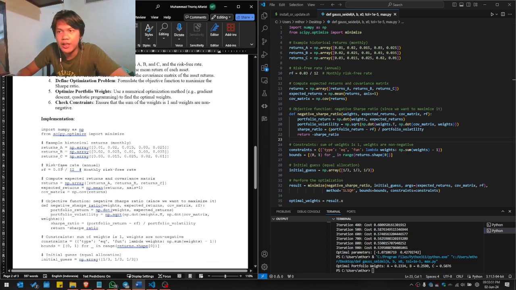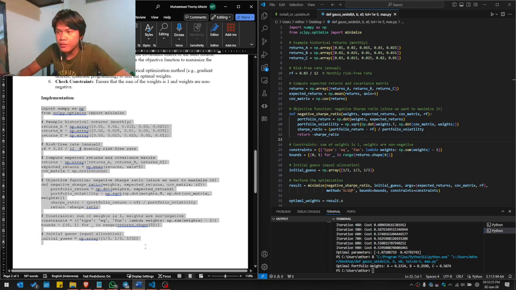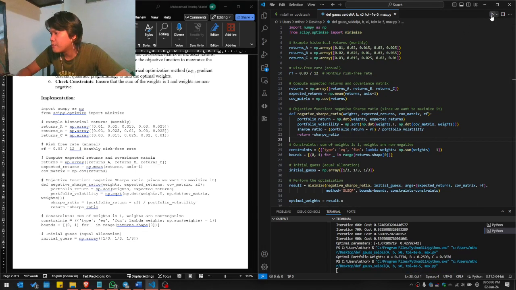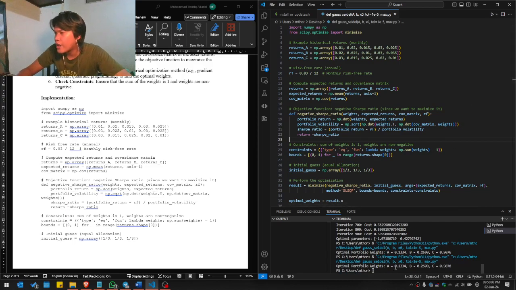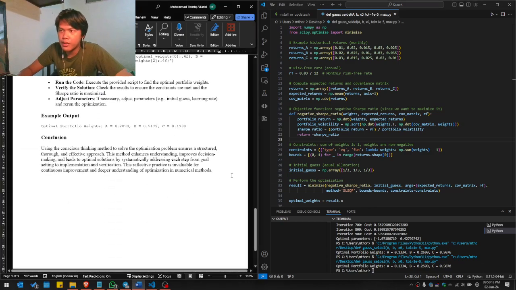And here is the implementation in the form of Python code, and I already pasted it to VS Code, and we are going to run the code. Okay, and as you can see here, we already have the answer to our code and we're going to copy it and paste it under here.